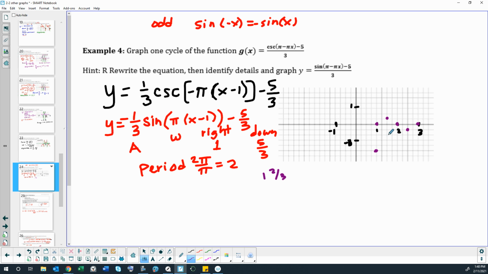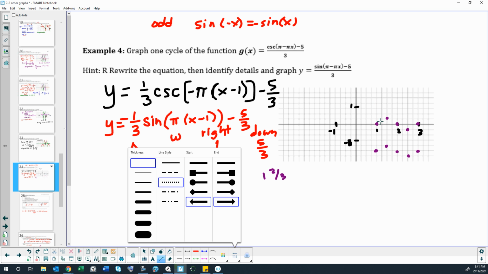So 1, 2, 3, 4, 5 to there. And this one is going down to 5/3. This point's going down to 5/3. And this point's going down to 5/3. There. Okay, now I'm going to throw my asymptotes in there.